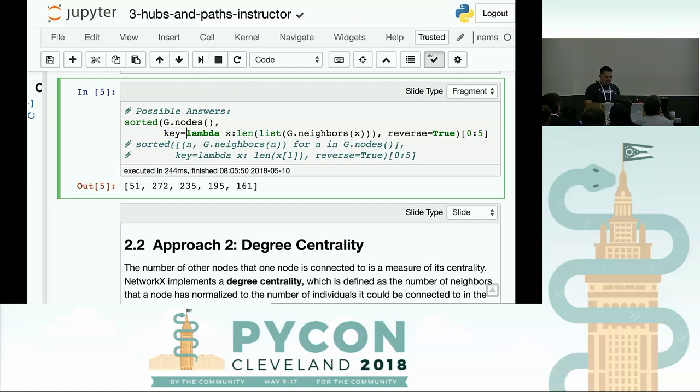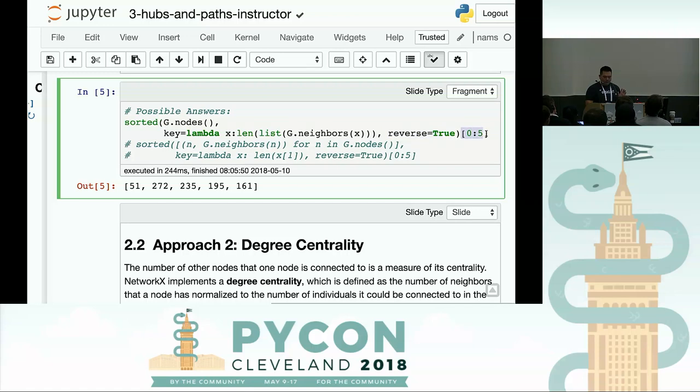Key equals something. So now, what we're doing here is we're writing an anonymous function. We're basically writing a function that says, for every element inside there, get the length of the list of its neighbors. And then we'll sort by this key. That is how we're telling the sorted function to sort by the length of the list of the neighbors, all right? The other thing we want is we want it by default to go from smallest. So by default, sorted will go from smallest to largest. In this case, we want it to go from largest to smallest. Therefore, we have the reverse equals True put inside the sorted function, all right? People okay with that? Great.